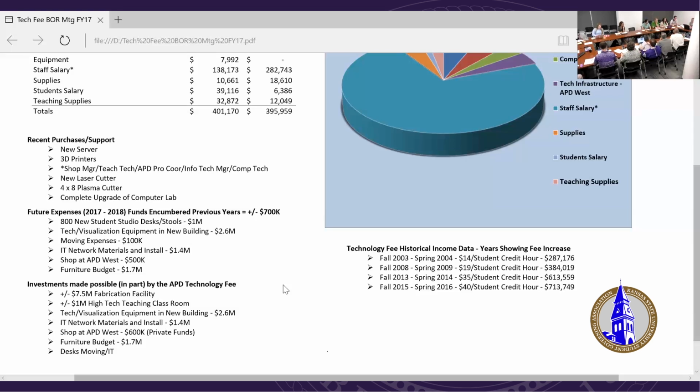So I got a question over here. You mentioned that a lot of the things you had listed under future expenses, you were able to get paid by. Well, yeah, they're listed in both places. If you look down below, I'll just tick them off. The first 4 under investments made possible, and then the furniture budget. Those 5 items are not coming out of tech fee. Those are all coming out of the building project. So what other future expenses do you see coming from the tech fee?